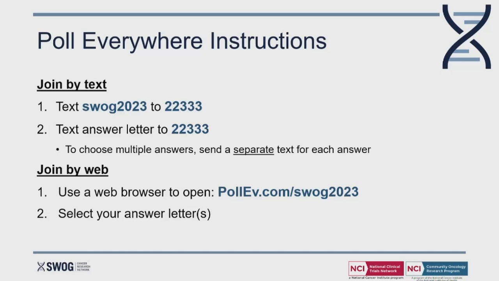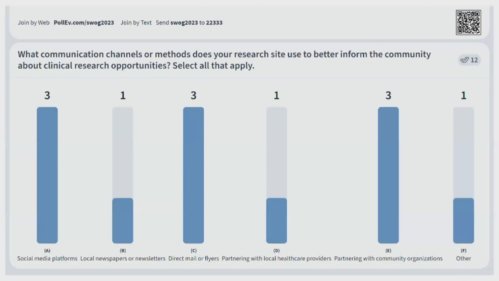First, I would love to have everyone, they've already started. Most people online, I appreciate your response, but if you could go ahead and answer the question that's posted, which is: what communication channels or methods does your research site use to better inform the community about clinical research opportunities? You can select 1, 2, 3, all that apply. And we'll just give it a moment for people to participate.